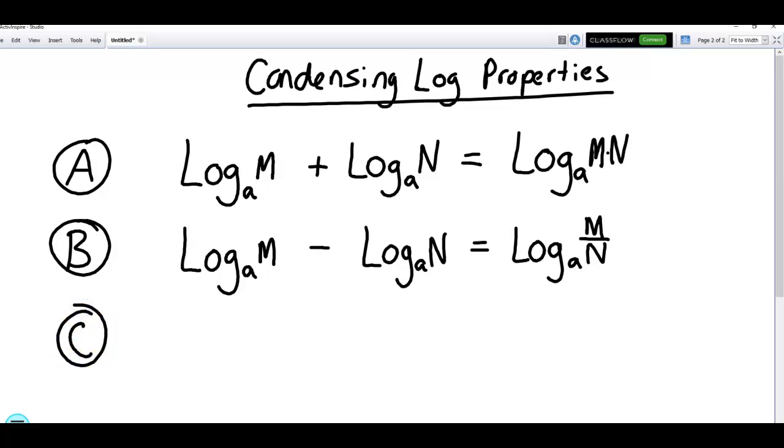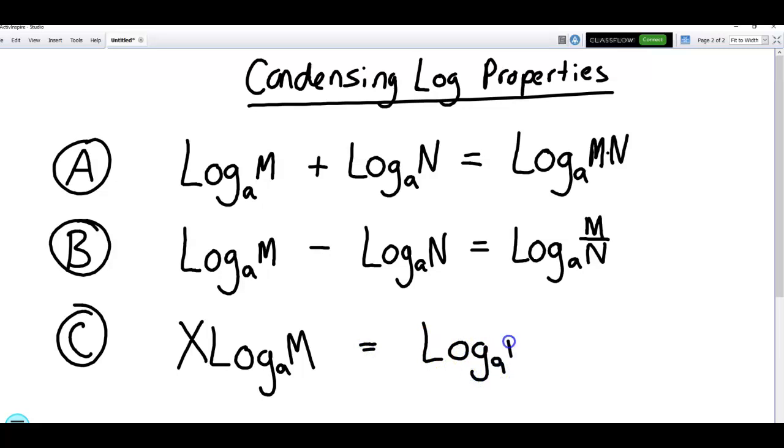And then the last property we'll look at. Let's say that you have a logarithm and it's being multiplied by something. So I'll just put an x in the front. Instead of thinking of that as one logarithm being multiplied by something, you can turn that into a single logarithm where the number that you had in the front is actually a power on the m there. So those are the 3 properties that we use today. I'll be calling them A, B, and C throughout the day, so you might want to make sure they're labeled.